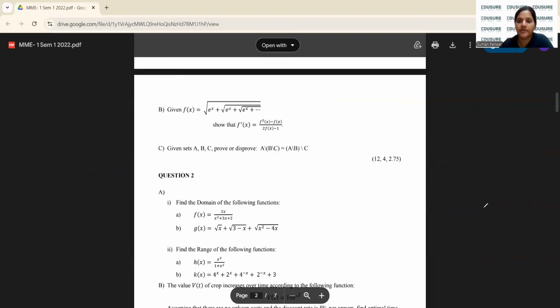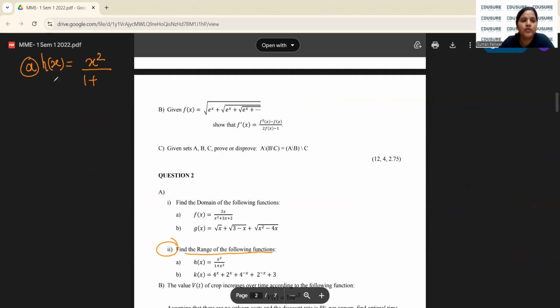PU 2022 Introductory MME, question number 2A, part 2. Find the range of the following functions. Okay. So what is the range of a function? The range of a function is all the possible values that it can take.